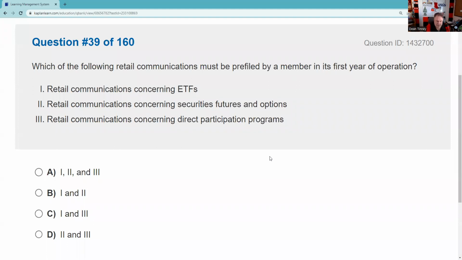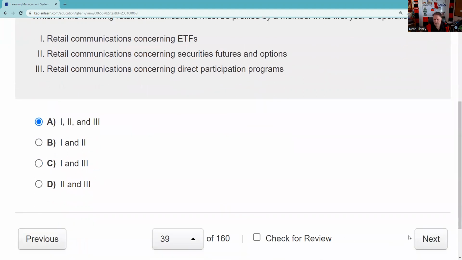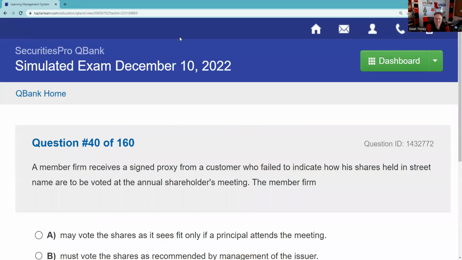Which of the following retail communications must be pre-filed by a member firm in its first year of operations? You shouldn't have been struggling with this. First-year firms have to pre-file everything. So, it's 1, 2, and 3. You shouldn't be breaking a sweat on this. Question 40.